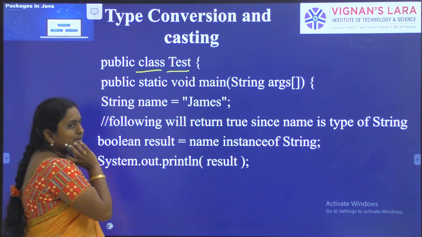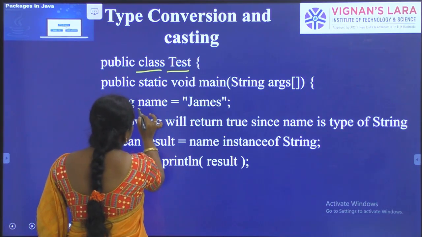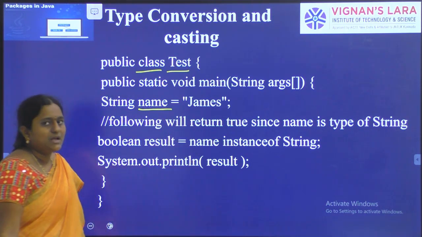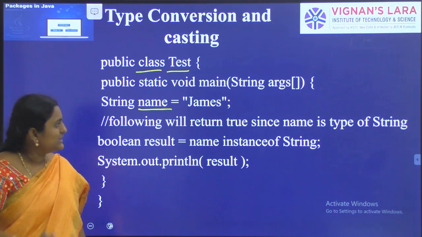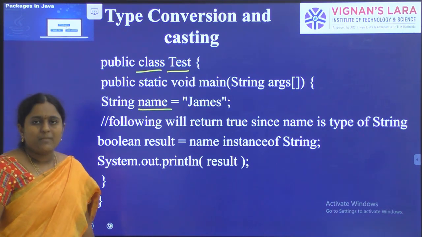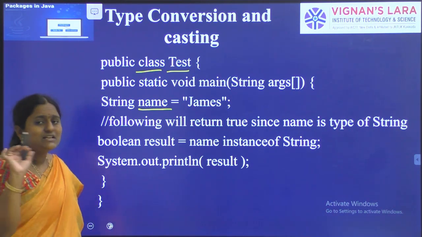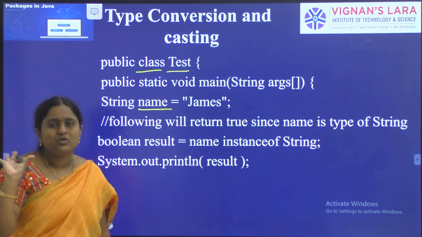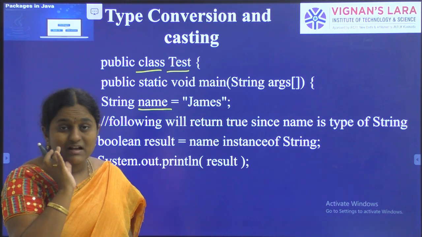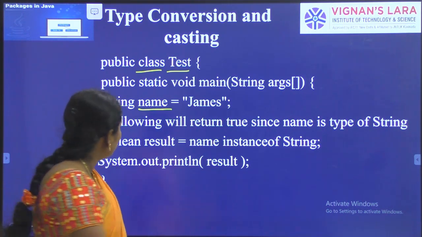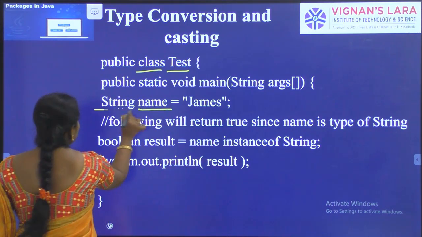Next one here, listen everyone. Here, String name = "James". In Java, strings can be created in two ways: by using double quotes and by using the new operator. Whenever the JVM finds double quotes, the JVM creates an object of the String class. So in Java, String is a class.